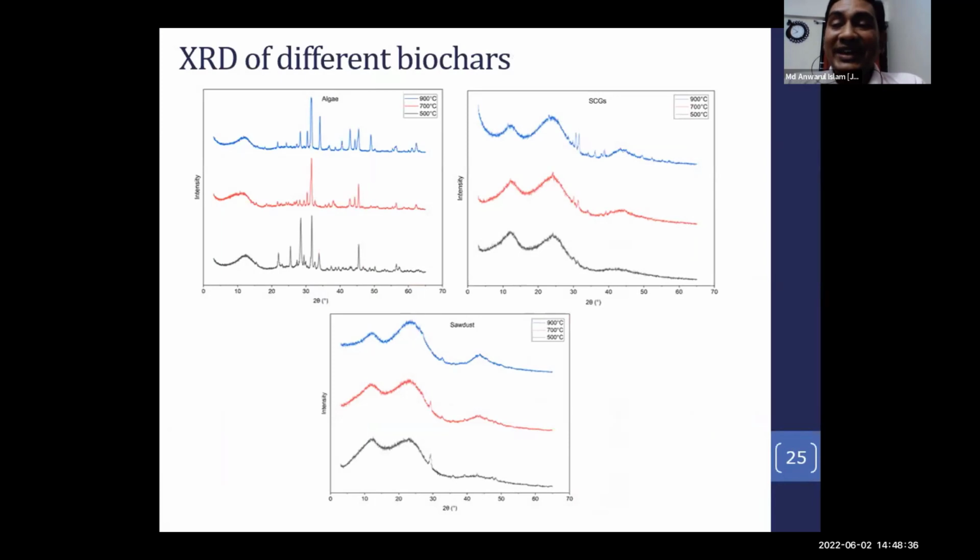Then I also did the XRD analysis to understand the crystallinity of the biochar matrix. I found the first one is the algae, the second coffee, and the third one is the sawdust. Coffee and sawdust are more or less graphitic carbon with no sharp peak, but algae has some short sharp peaks, which indicate some mineral residue from the seaweed.